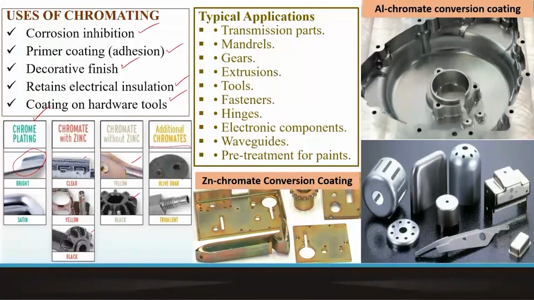We can also use various other additional coating processes. Typical applications could be in transmission parts, mandrels, gears, extrusions, extrusion dies, tools, fasteners, hinges, electronic components, waveguides, and also as a pre-treatment prior to coating a larger surface, so as a primer coating. So this is how typically an aluminum chromate conversion coating looks like.